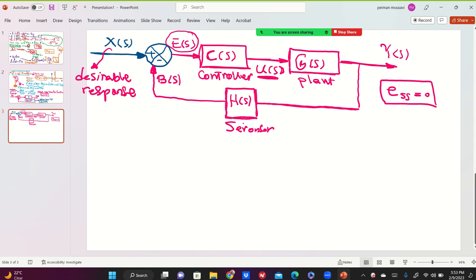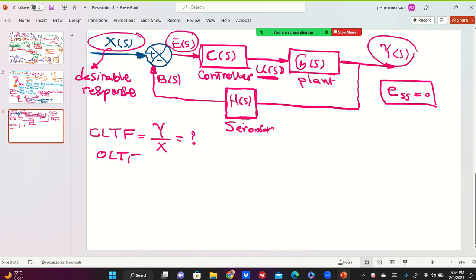So, I told you the closed loop transfer function is the ratio of the output of the system over the input of the system, Y over X. We're going to find this. And I told you about the open loop transfer function, which in general, by definition, is B over E, the signal after the sensor over E.